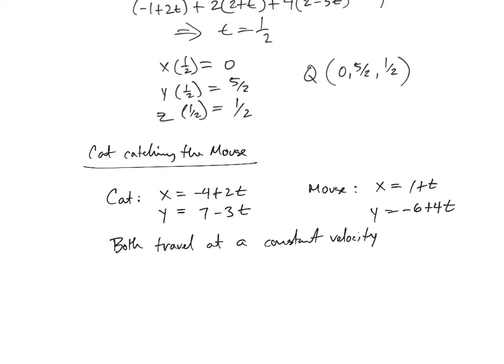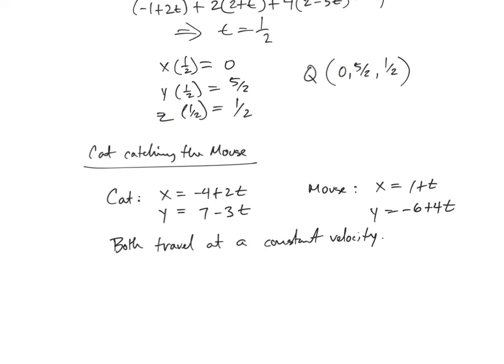Okay, so neither one can deviate from their straight line trajectory, and they can't change velocity halfway. They're traveling at a constant velocity, and the question is, will the cat catch the mouse? Well, if they're both traveling on straight lines at a constant velocity that can't change, and the straight line can't change, what has to be true for the cat to catch the mouse? Well, their trajectories have to cross at some point in space, and the cat and the mouse have to be at that intersection point at the same time.